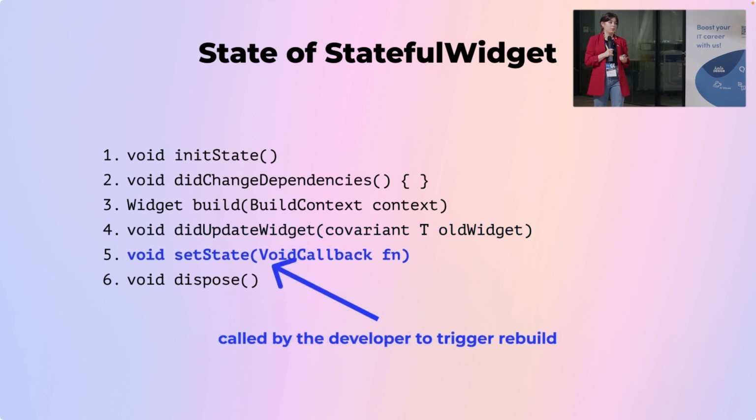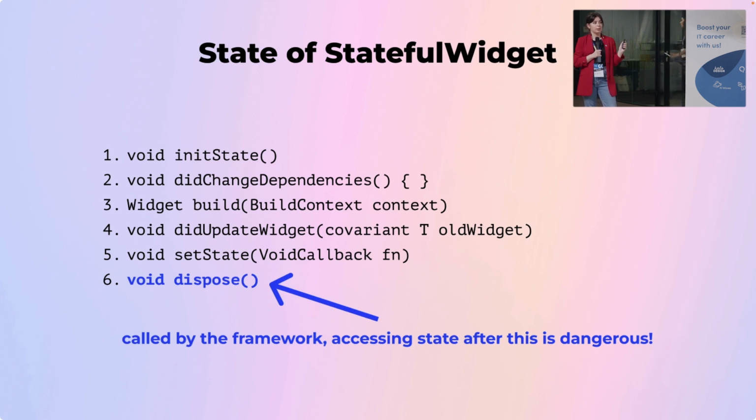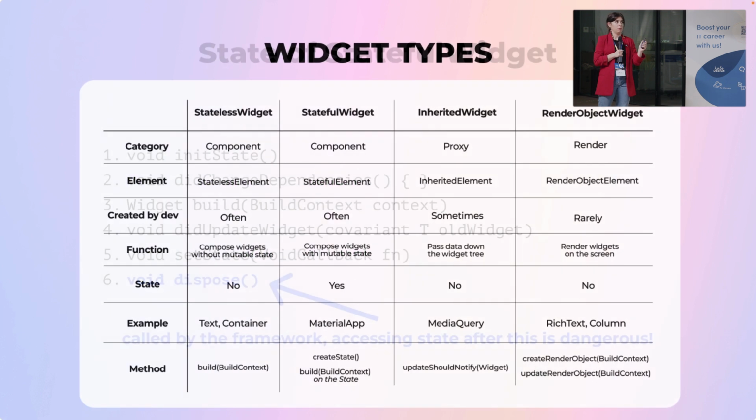setState is called by the developer to trigger a rebuild, nothing interesting here. And dispose is called by the framework, and this is the same as with stateless widget and its element. Accessing context and state after this method is dangerous and it will result in errors, so don't do that.